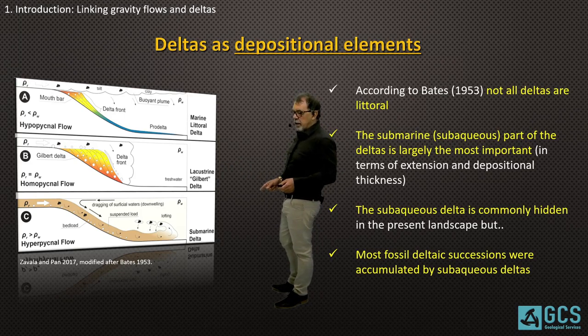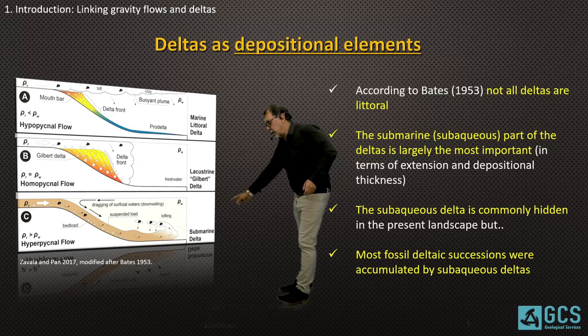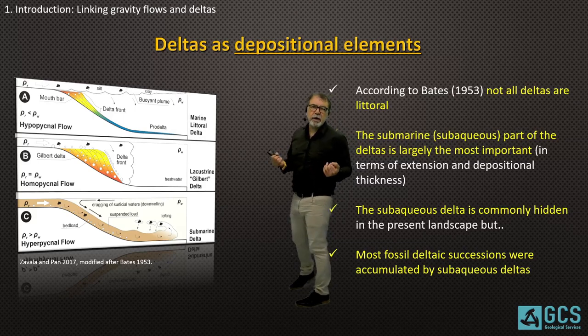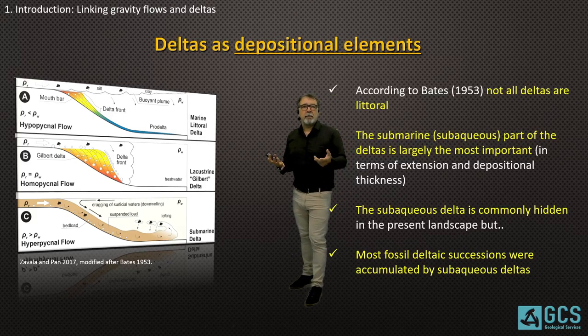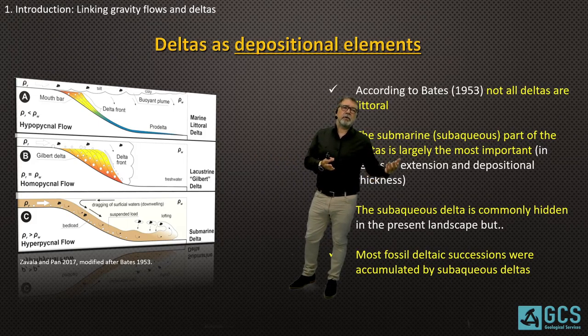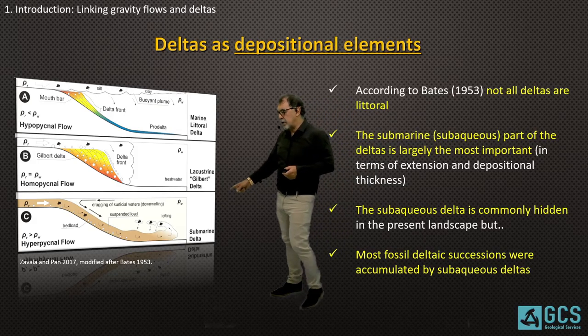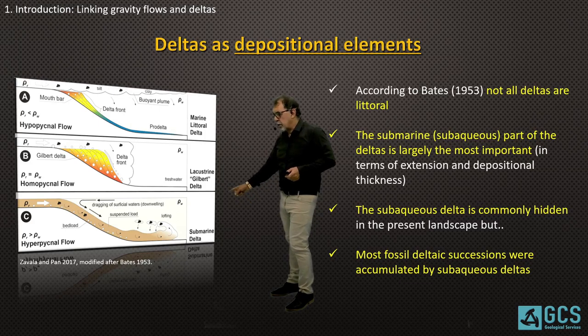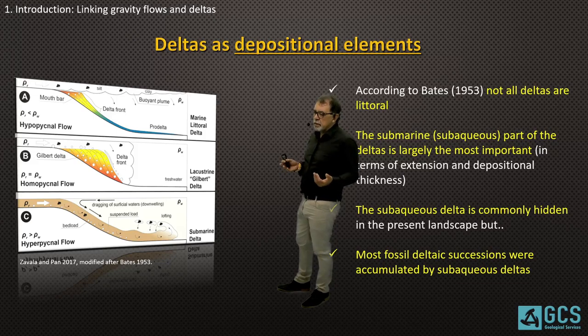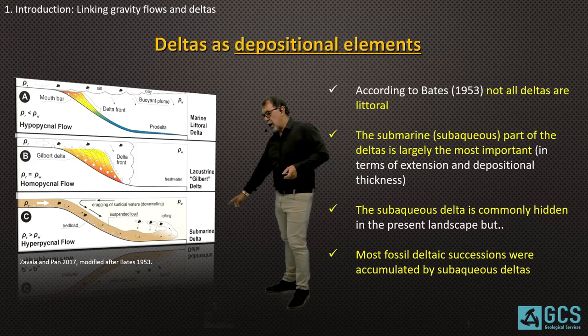And finally, according to Bates, this is a very interesting situation in which the density of the incoming flow, for example, if you have a cohesive debris flow, a concentrated flow, hyperconcentrated flow, or sediment-laden turbulent flow, is a sediment gravity flow with a density higher than the density of the water in the reservoir, you will build a submarine or subaqueous delta related to a hyperpycnal flow.